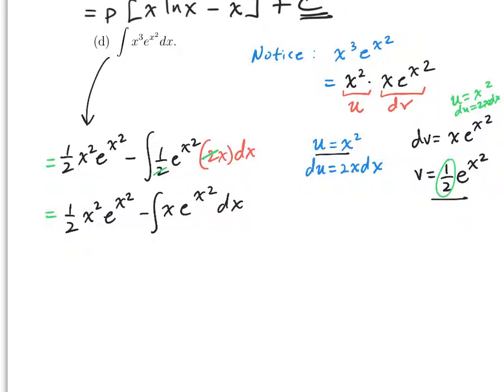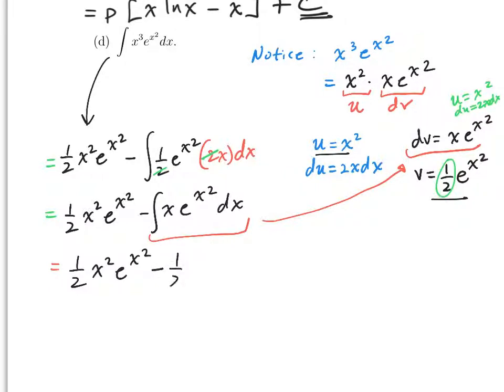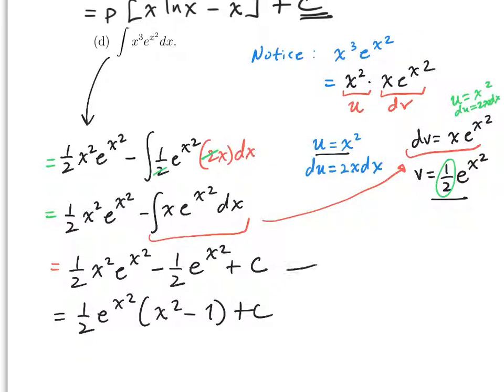Also, notice one more time that this is exactly this integral right here. So technically you already did this one. It just happens to be the same. So this gives you 1/2 x squared e to the x squared minus 1/2 e to the x squared plus c. You can factor this more, but there is no need to do that. But you can do 1/2 e to the x squared times x squared minus 1, plus c.